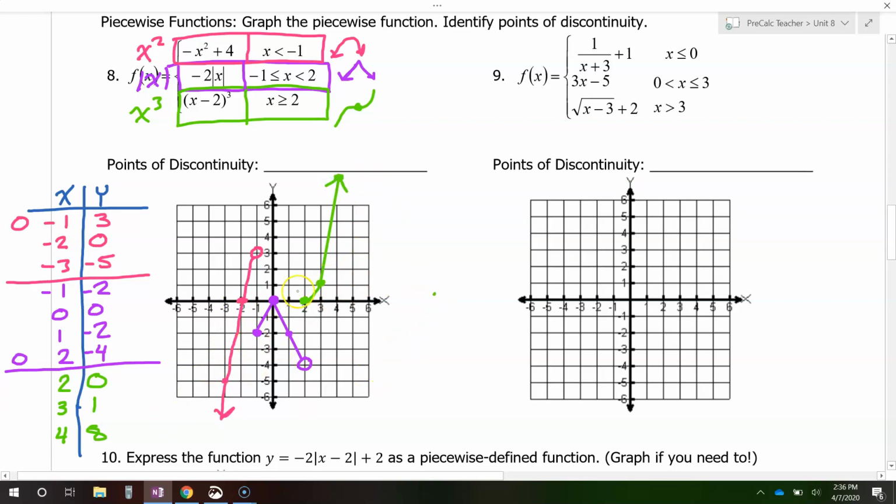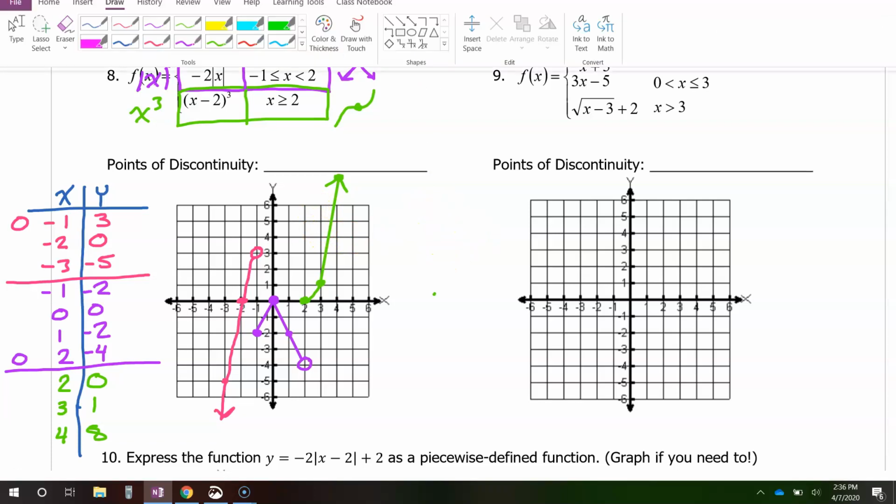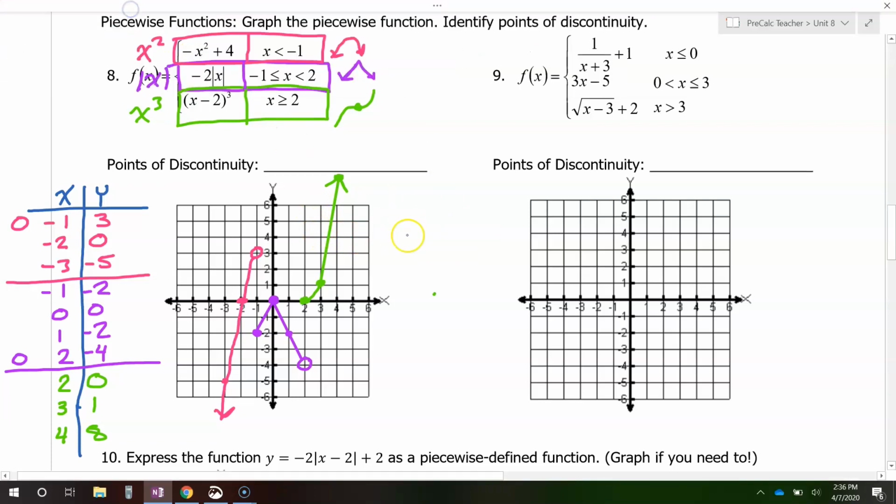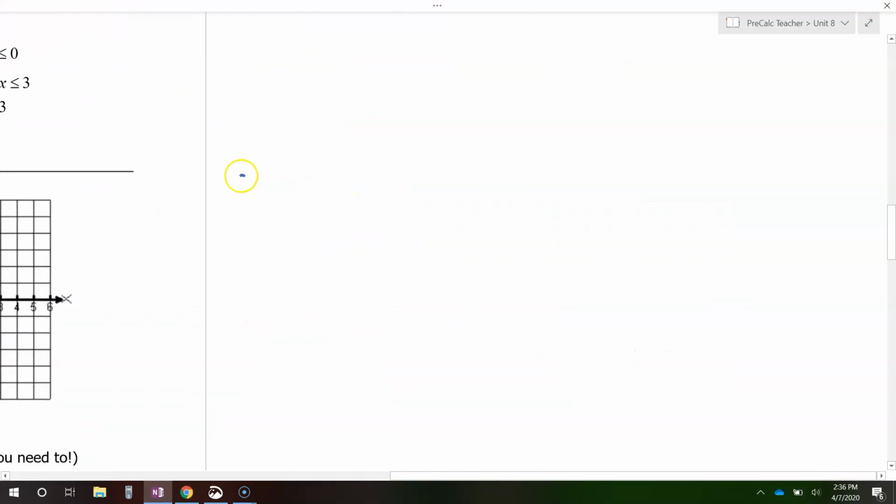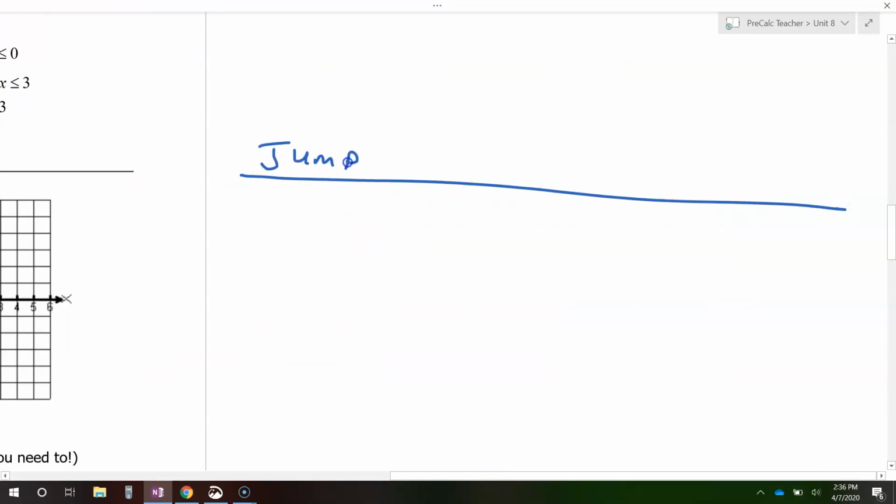Okay, so your graph should look very much like this. Now, let's talk about discontinuity. Real quick, please remember that there are 3 types of discontinuity. We have jump discontinuity, where the graph takes a gap like that. All right, that would be a jump discontinuity.